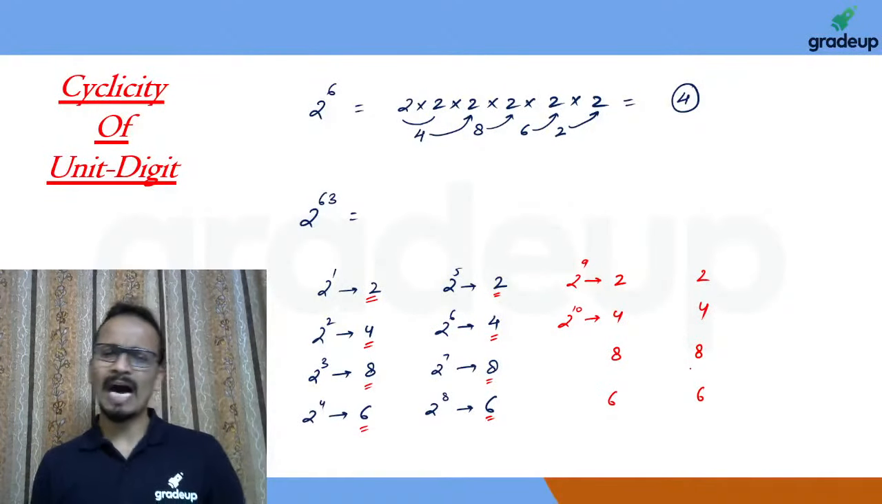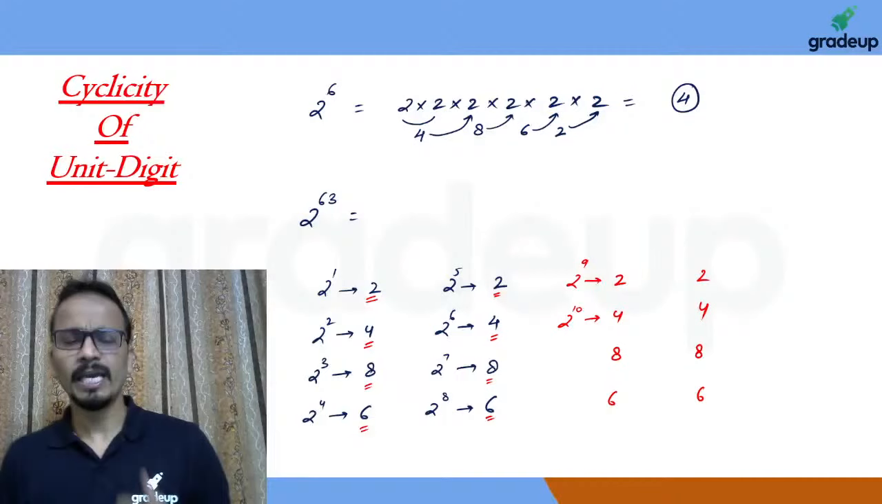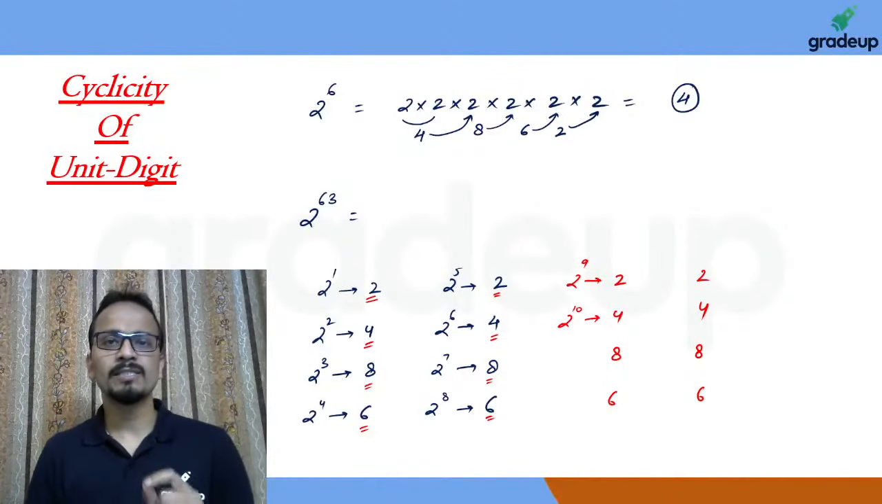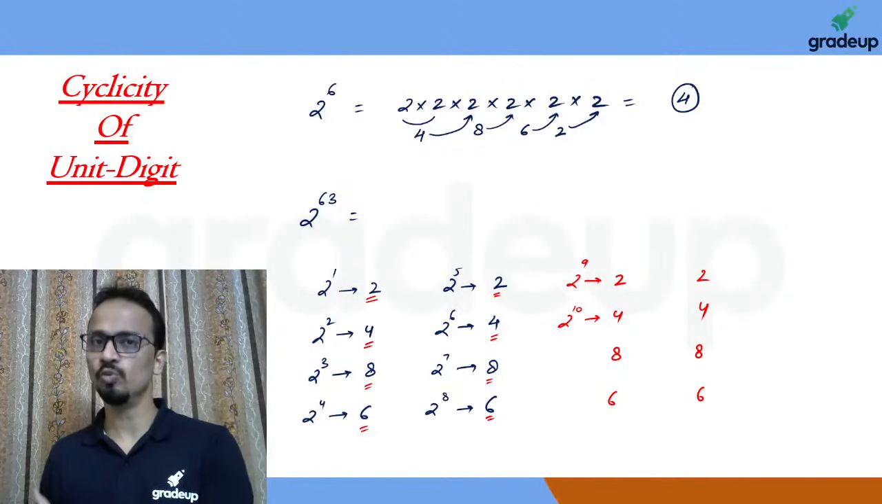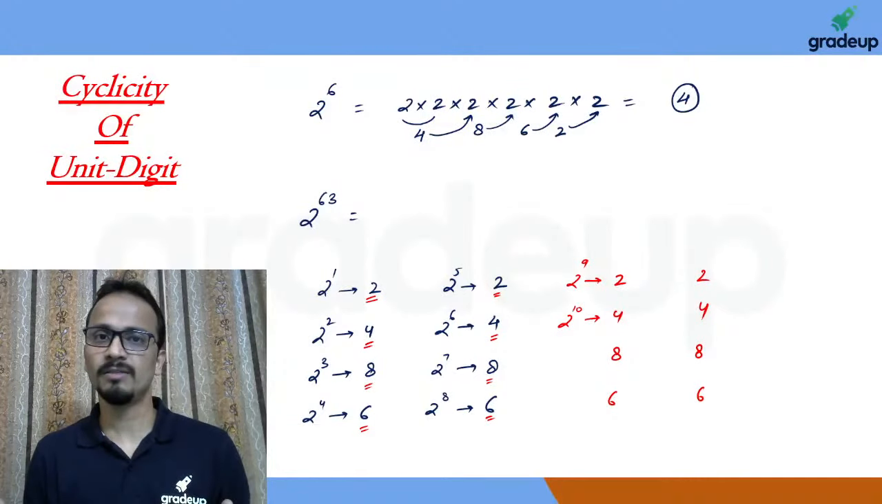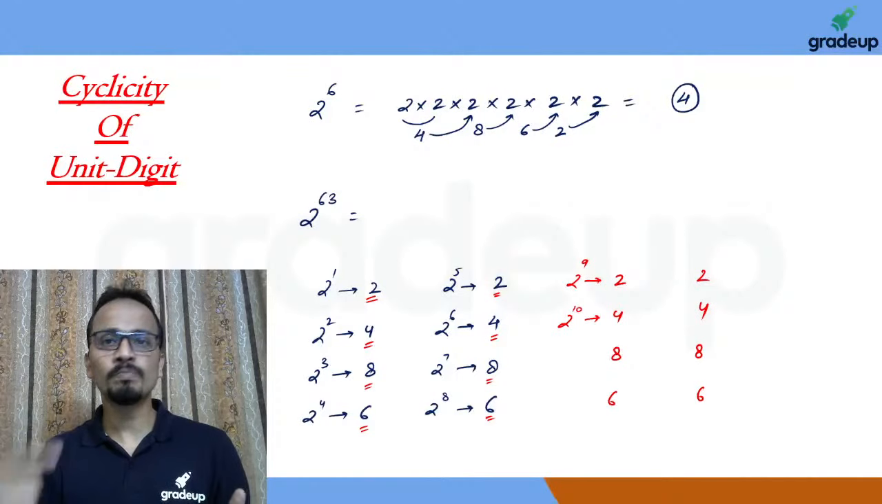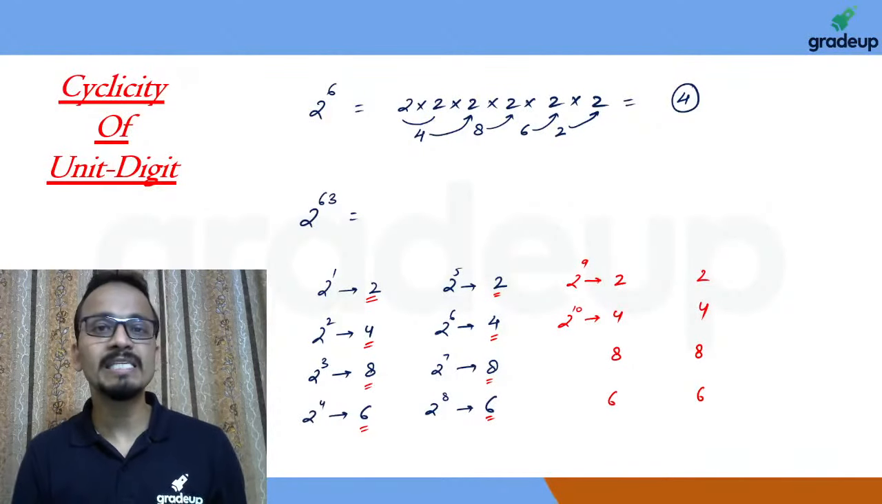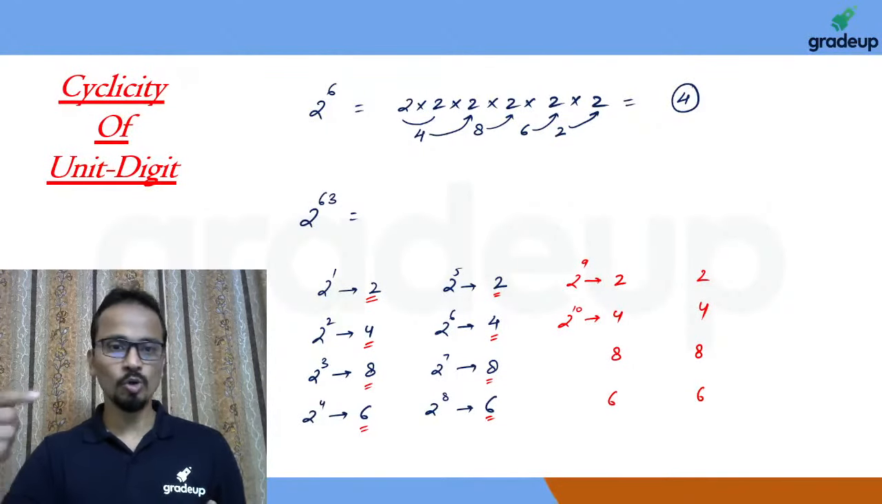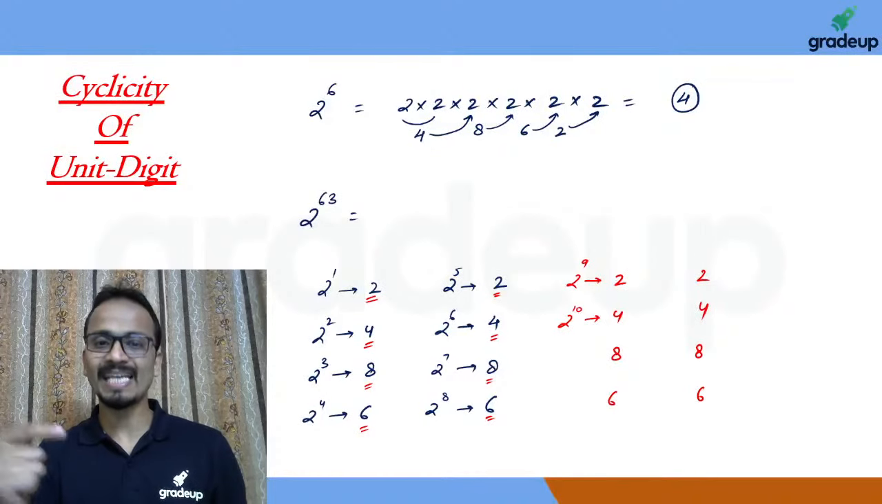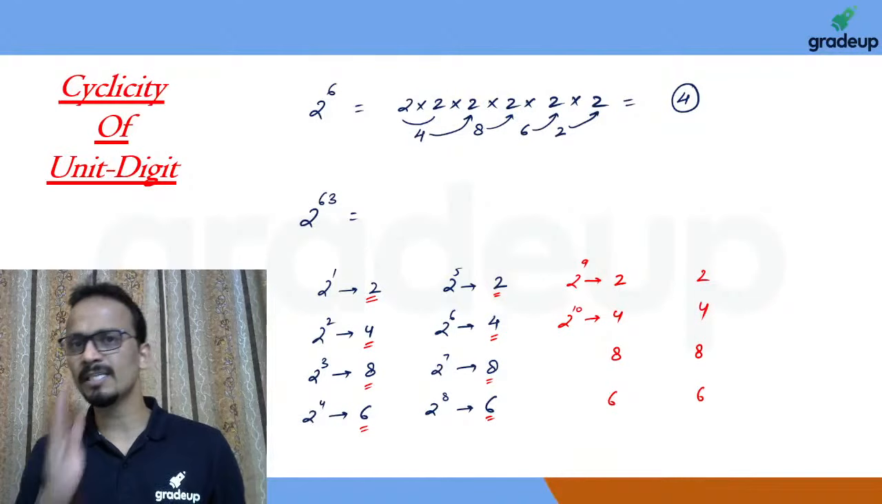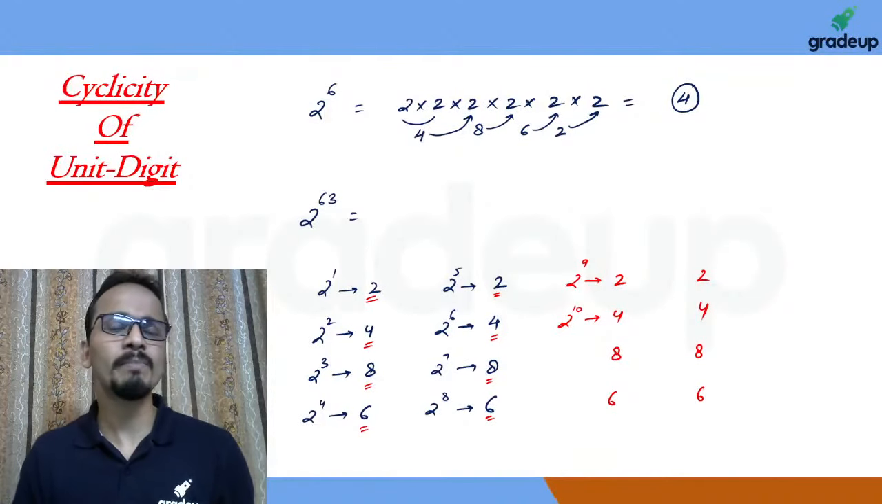So these unit digits will keep on repeating. If I am looking at the unit digits of the powers of 2, they are showing some kind of pattern. The pattern here is, after every fourth power, the unit digit is repeating itself. So you can see 2, 4, 8 and 6. Then again 2, 4, 8 and 6, and it will keep on repeating in the same manner.